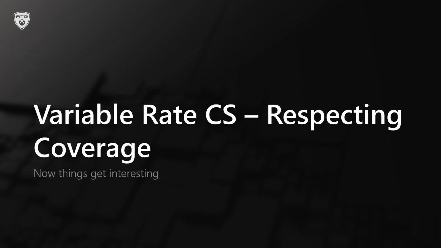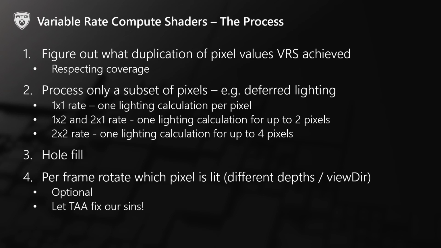So the remainder of the talk will cover some research I've been doing in, again, variable rate compute shaders, but now respecting triangle coverage, so we'll get no leaking between different triangles. The process here is to find out what duplication and pixel values variable rate shading actually achieved when the pixel shader was being run. We then need to process only a subset of the pixels, again for deferred lighting as our case here, but it could be any deferred pass.